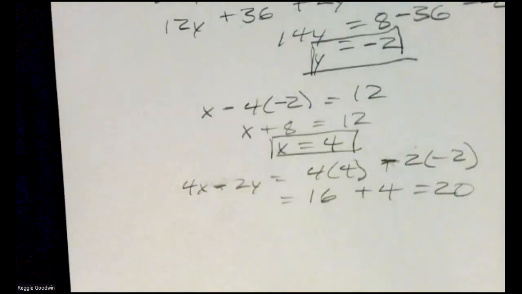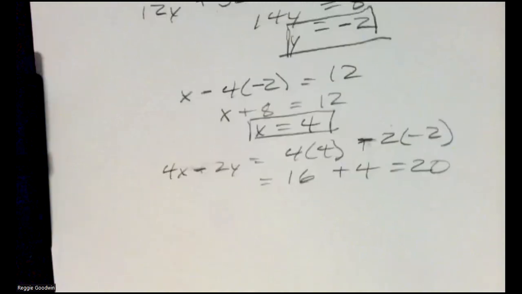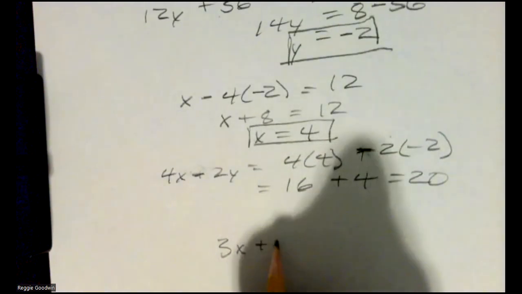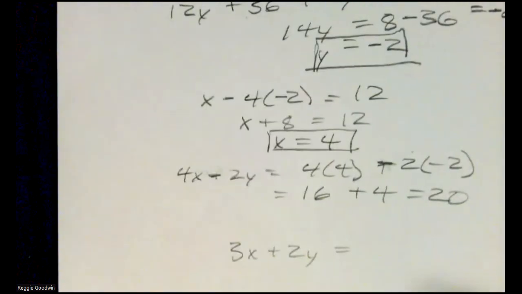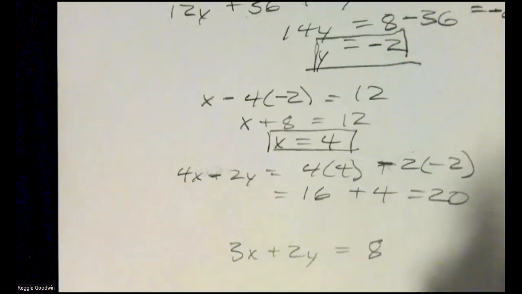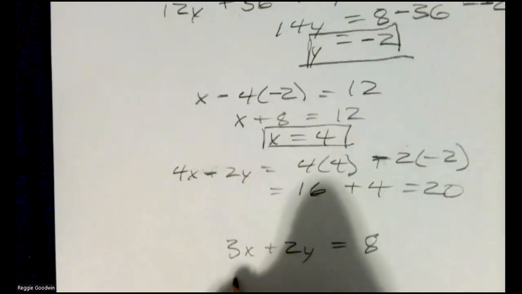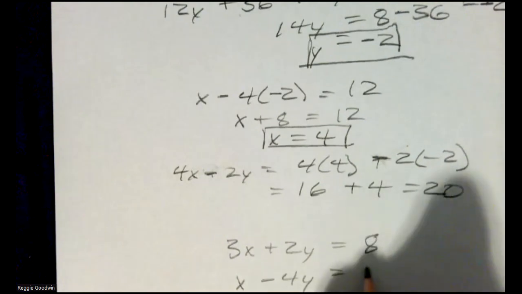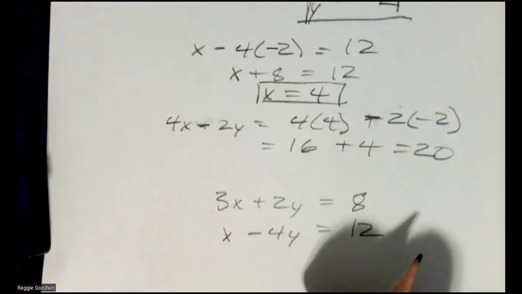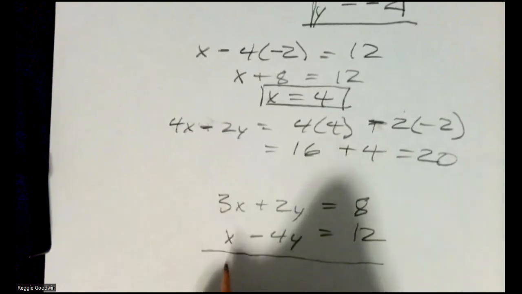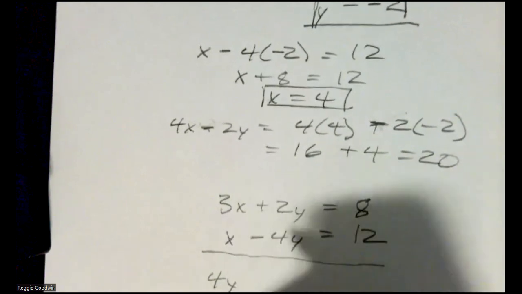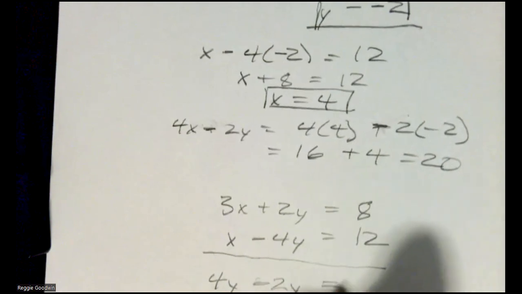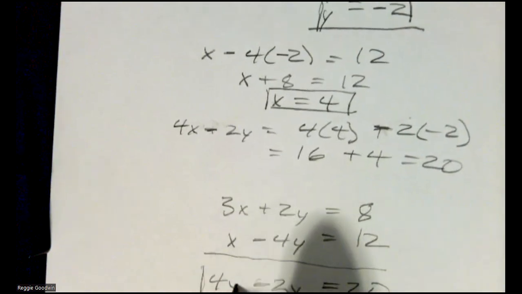Now, in this case, the alternative is just to take the equations and add them. 3x plus x is 4x. 2y minus 4y is minus 2y. 8 plus 12 is 20. Make that look like an x.